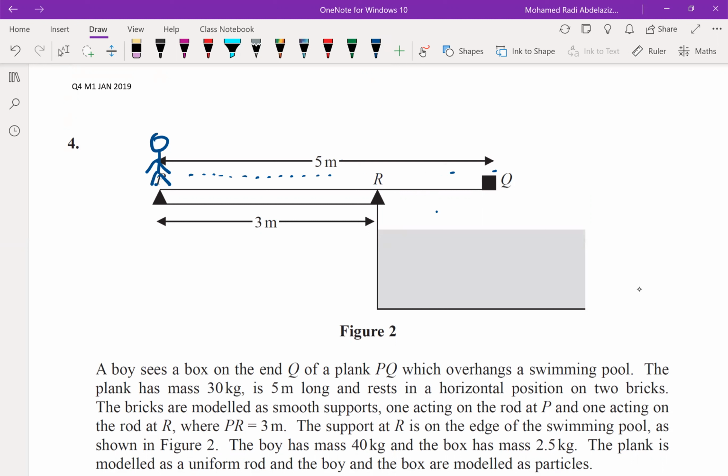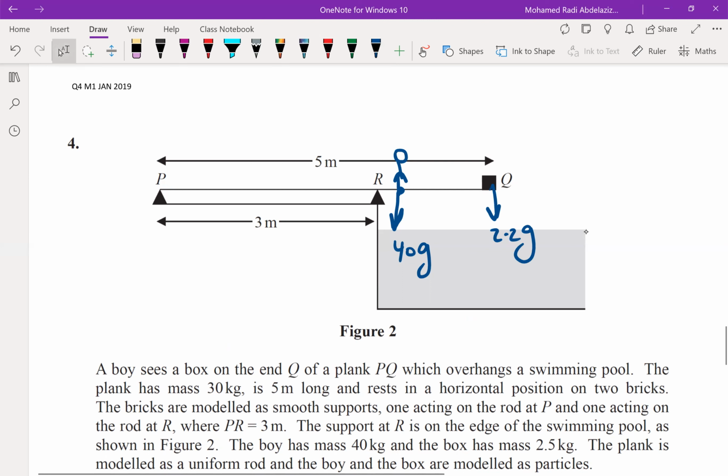But when he is passing the point R, the rod started to tilt. Means if the boy is at this position, his weight acting down will be 40 G, and the weight of the box is 2.5 G. Start to tilt means the normal reaction at this point will be 0 at this time. So he asked to get the distance from the boy to the point P. Let's name this part X distance.